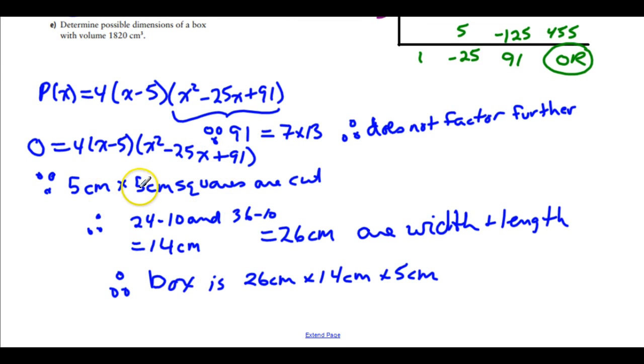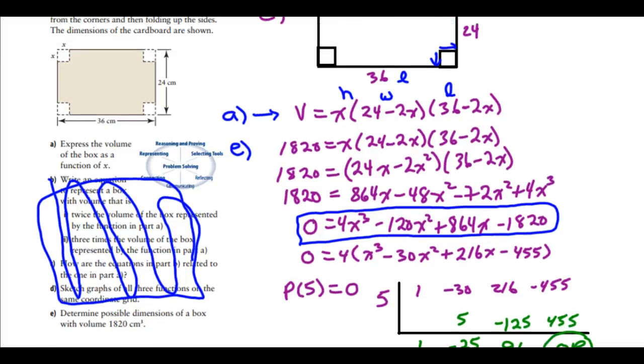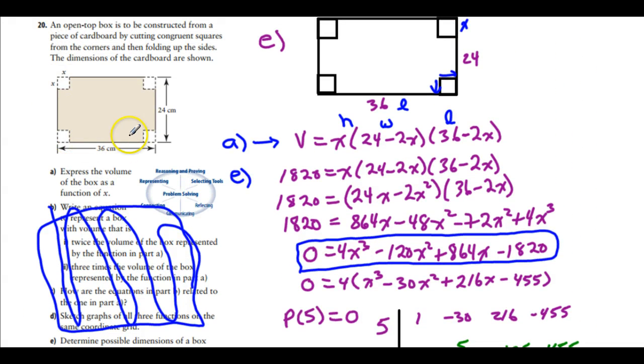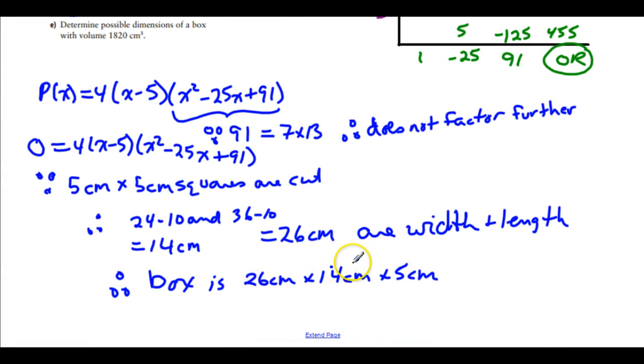So that means that 5 by 5 centimeter squares are being cut out. Going all the way back to the beginning, if I take 5 centimeters off each side here, I'll have 26 left. 5 centimeters off each side here, I'll have 14 left. And so my dimensions are 26 by 14 by 5.